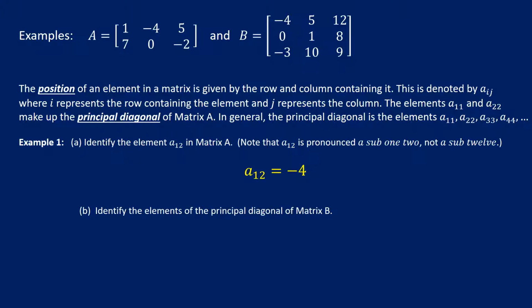Now we're going to identify the elements of the principal diagonal of matrix B. So we're looking for row 1, column 1, row 2, column 2, row 3, column 3. So we have -4, 1, and 9.